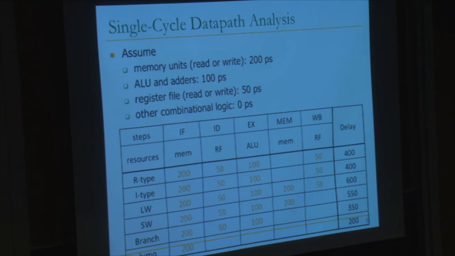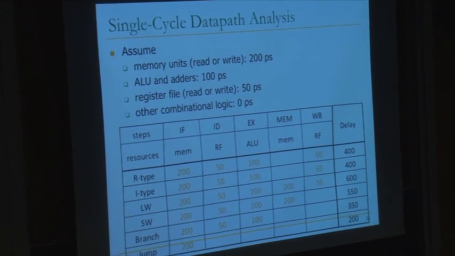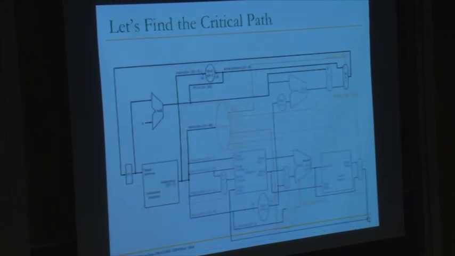Remember the jump? It exercised only that upper part of the data path, right? So even with these optimistic assumptions, you get very wide variance in terms of different types of instructions in a single cycle microarchitecture. And I'll let you figure out the critical path for each of them.